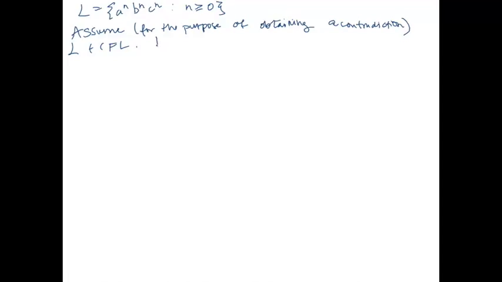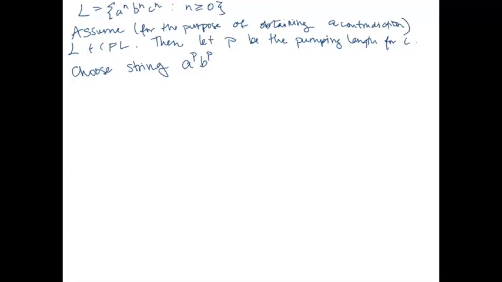Then let P be the pumping length for L. If L is context-free, then there is a number P that is the pumping length. So our assumption that L is context-free means we're going to let P be the variable standing for the pumping length for L. We need to find some string that has a decomposition that violates the pumping lemma. So let's choose the string a^P b^P c^P.